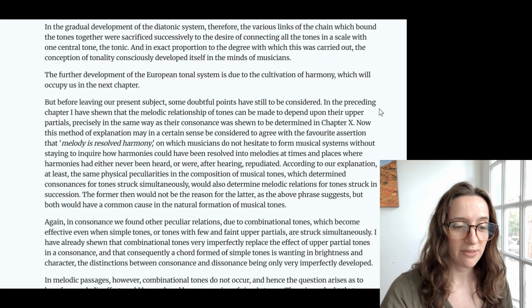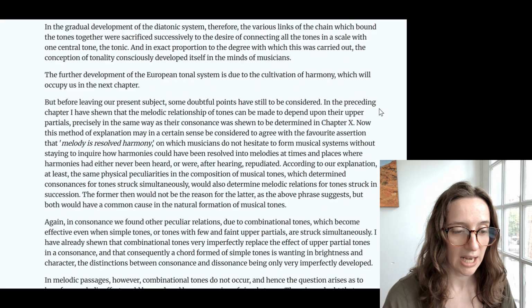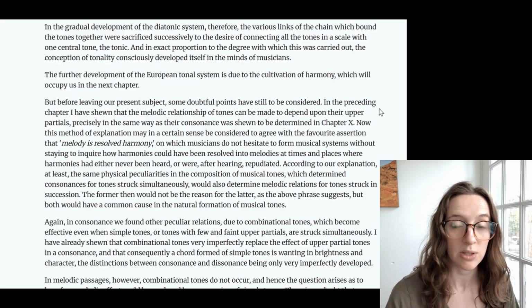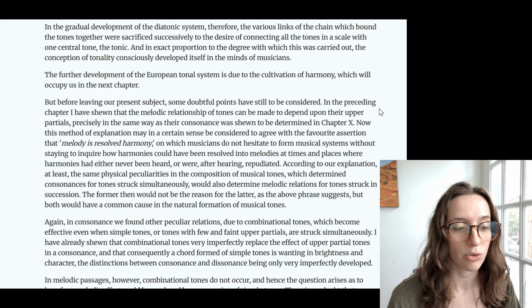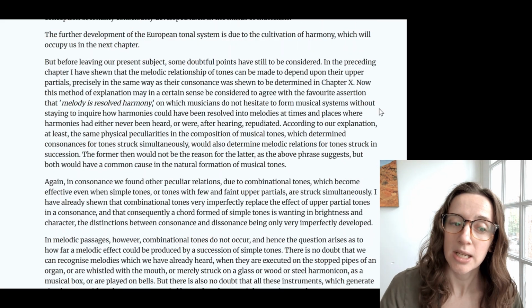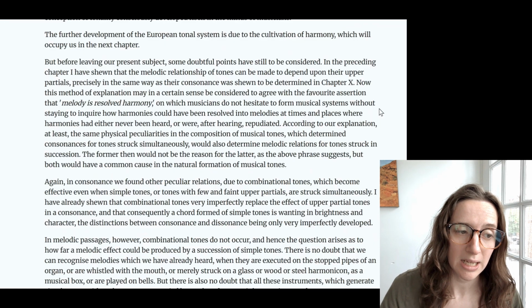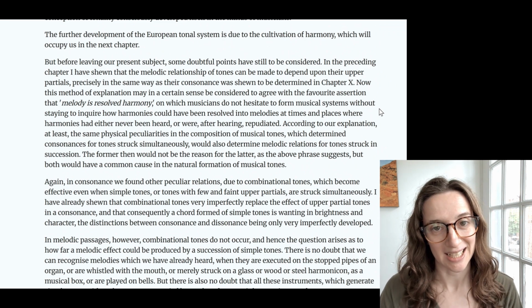In the gradual development of the diatonic system, therefore, the various links of the chain which bound the tones together were sacrificed successively to the desire of connecting all the tones in a scale with one central tone, the tonic. The further development of the European tonal system is due to the cultivation of harmony, which will occupy us in the next chapter.